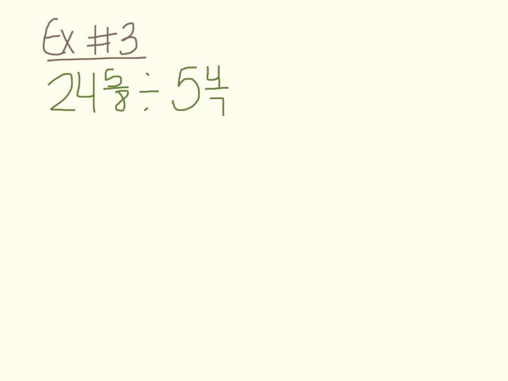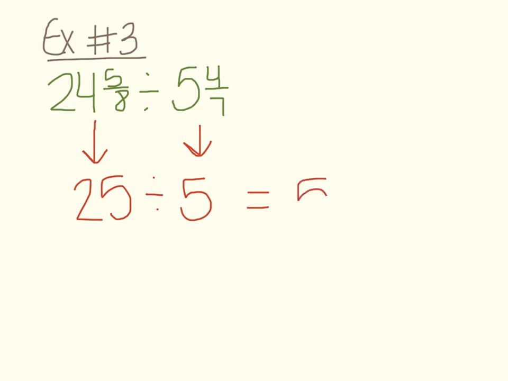Okay, example number 3, 24 5/8 divided by 5 4/7. So I want to use compatible numbers again because I want to change 24 5/8 to 25 because that's very close. And I'm going to change 5 4/7 to 5 because again that's close to 5 4/7, and now it's going to be easy for me to divide. 25 divided by 5 is 5.